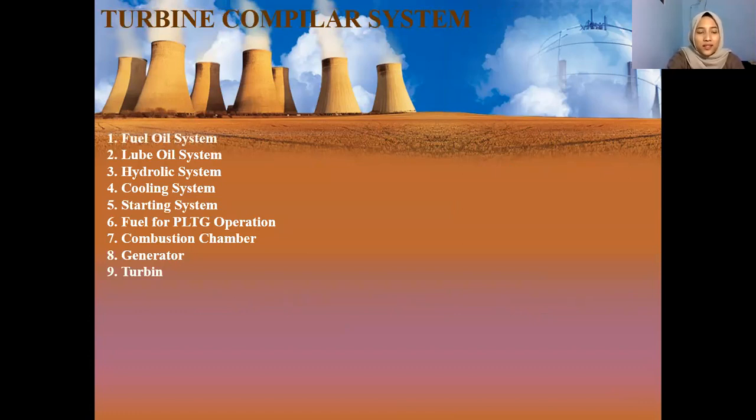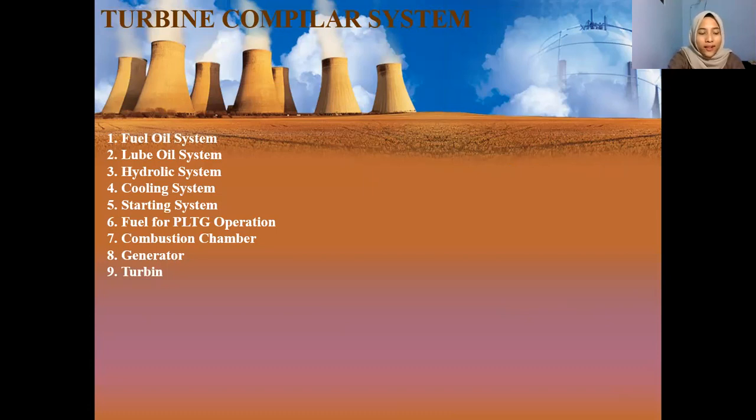And then turbine support systems. Number 1, fuel oil system. HSD or high-speed diesel is used as fuel in the combustion system of this PLTG. The combustion system starts from the stock tank, the HSD oil tank. It is pumped using a transfer pump through a flow meter to calculate its use.